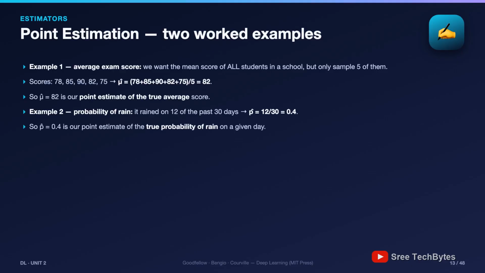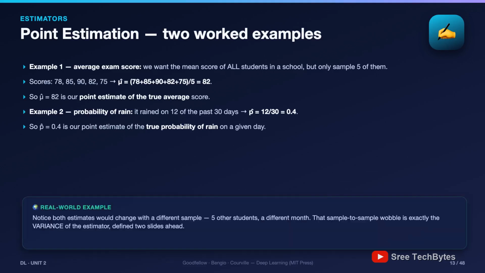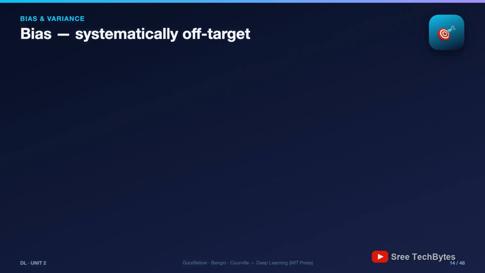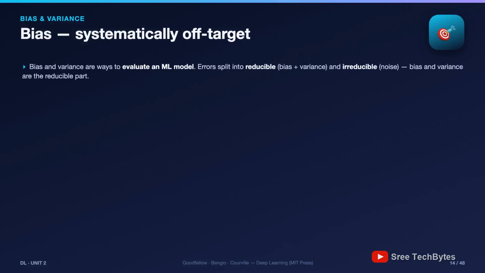The estimate wobbles from sample to sample. Is 82 the truth? No, it's a guess. And quantifying the quality of that guess, how far off, how wobbly, is exactly what bias and variance measure. Next 2 slides. Quality measure number 1, bias, being systematically off target.